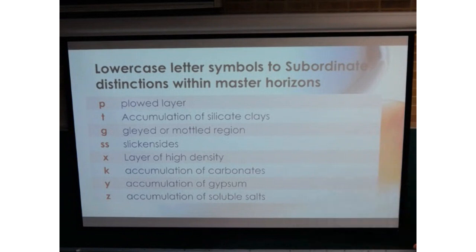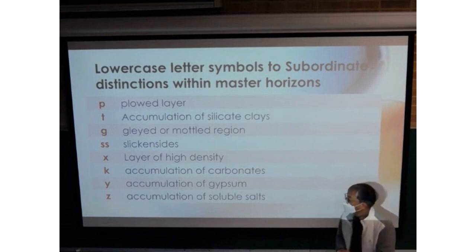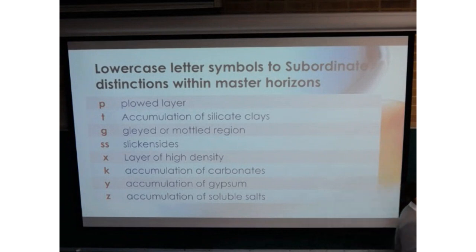And if you see the accumulation of silicate clay, we're going to add the t letter after the master horizon. The master horizon is always uppercase. And if you see a gleyed or mottled region in the horizon, we're going to add a g. If we find slickensides, we're going to put double s. If you see a high density area in the soil horizon, we put the letter x.